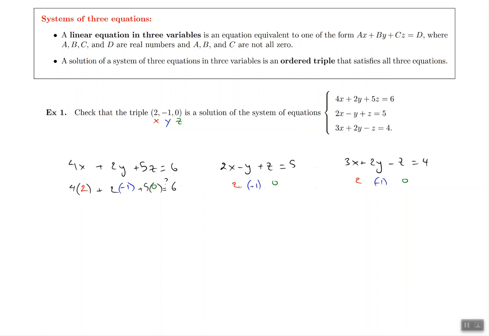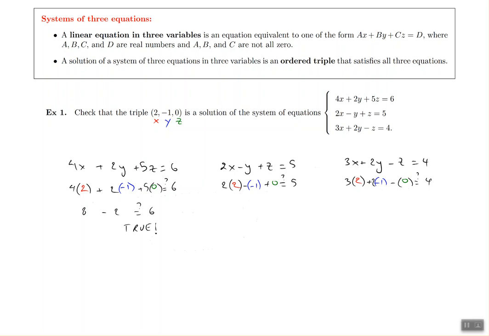And I'm going to check, is this equal to 6? And then I'm going to check again, is this going to be adding up to 5? And then again, is the product and the sum going to add up to, let's say, 4 in this case? Well, starting with the first equation, that's 8 minus 2, which is really 6. This is true. So far, it's good news.